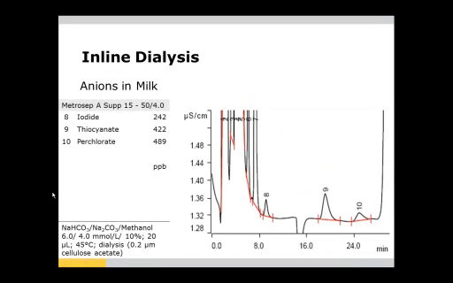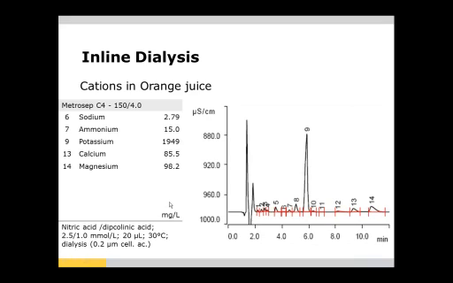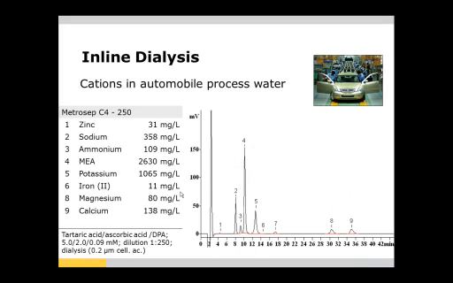The typical examples are trace level anions like iodide and thiocyanate in the milk matrix. Here the sample is diluted and then the dialysis is performed using 0.2 micron cellulose acetate. The cations like sodium, potassium, calcium, magnesium in orange juice are also done using the dialysis sample preparation technique. For the cations present in automobile process water, here we can quantify including cations like zinc and iron 2. Here the sample is diluted 1 to 250 times and followed by dialysis using the cellulose acetate membrane.